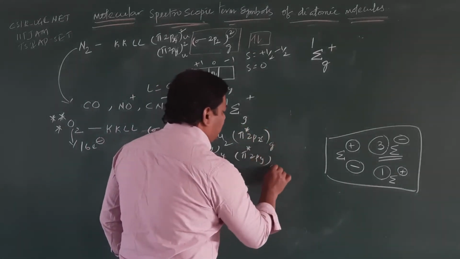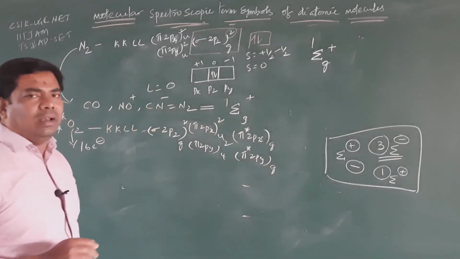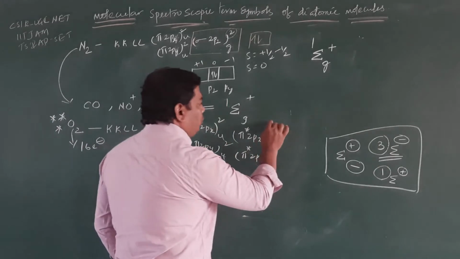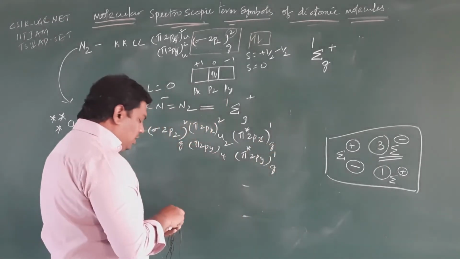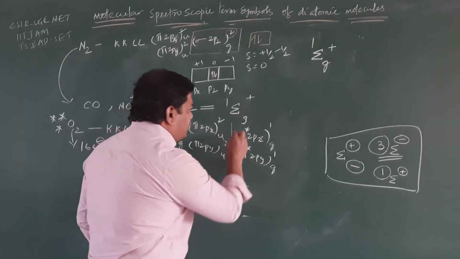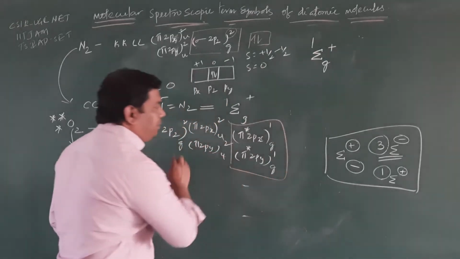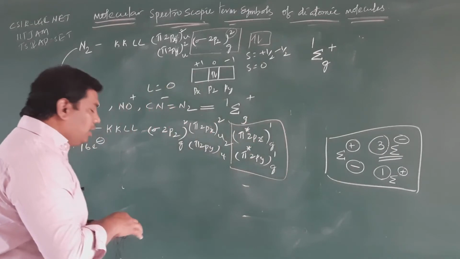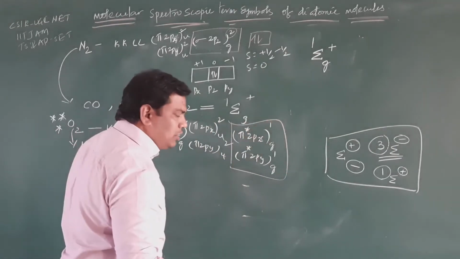So this pi star anti-bonding molecular orbital has a gerade center, student. The 14 electrons are over, so the 15th electron and the 16th electron. Clear, student? You should consider only this configuration. So we will calculate the spin multiplicity first.